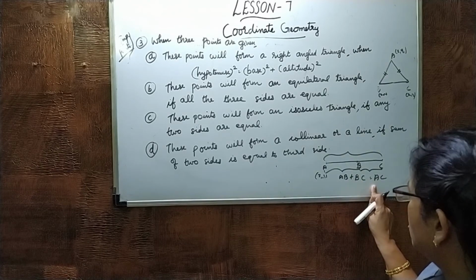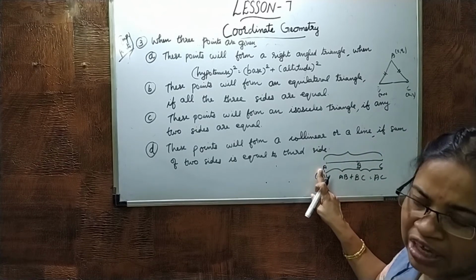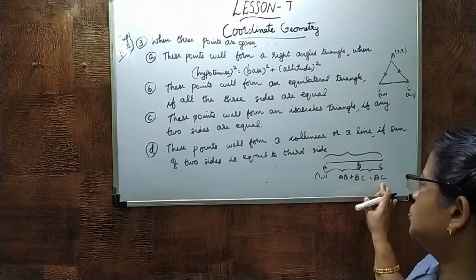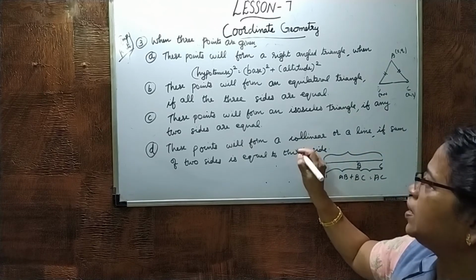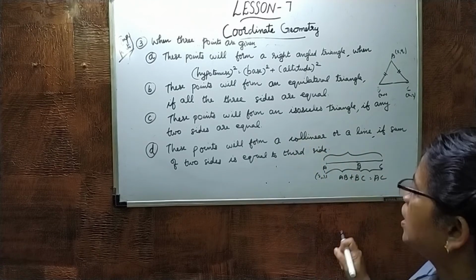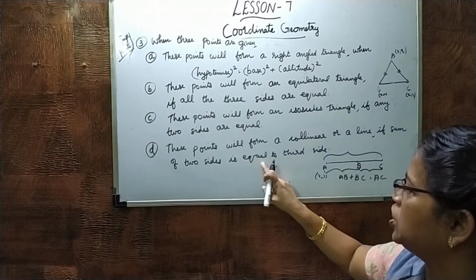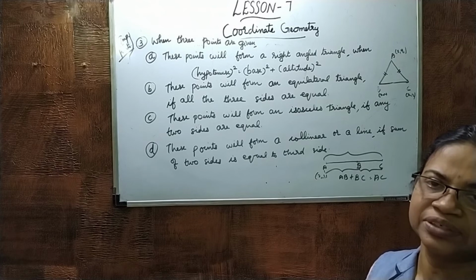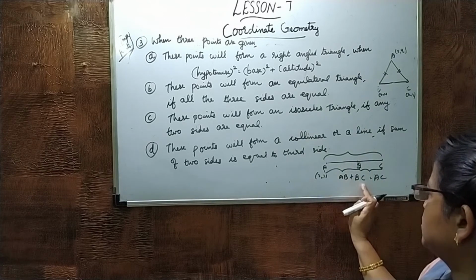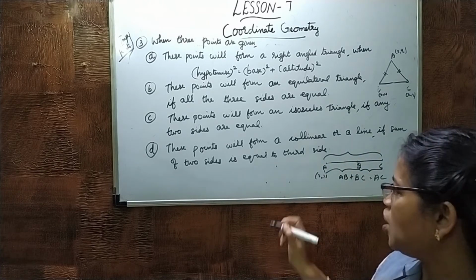Then that should be equal to the distance between A and C. Here also they will give the coordinates and you find out the distance between A and C. That should be equal to AB plus BC. Then we can say that it is collinear or a line, right? Or if the sum of 2 sides is equal to the third side. That means the sum of these 2 sides, AB plus BC, should be equal to the third side, it should be AC.